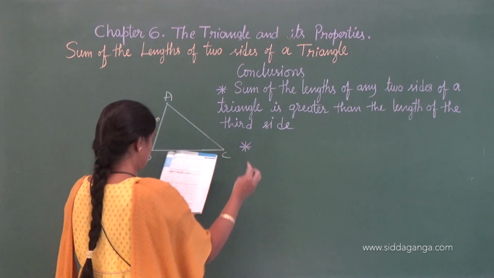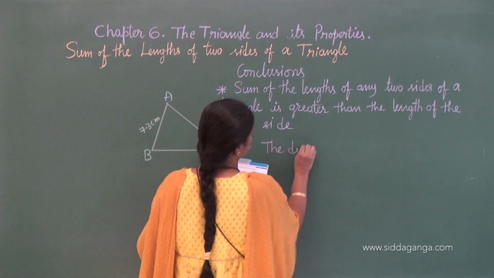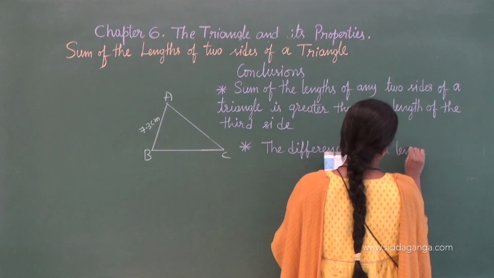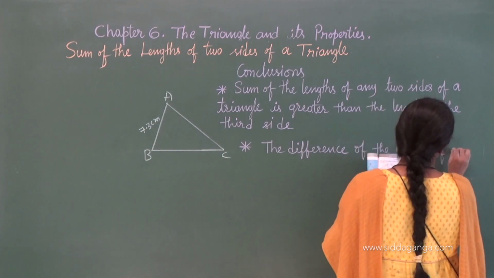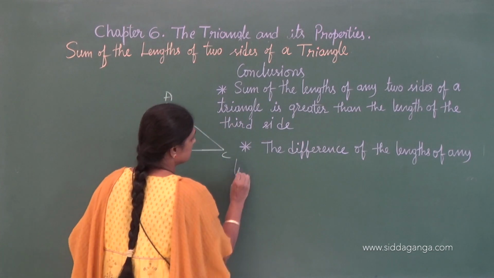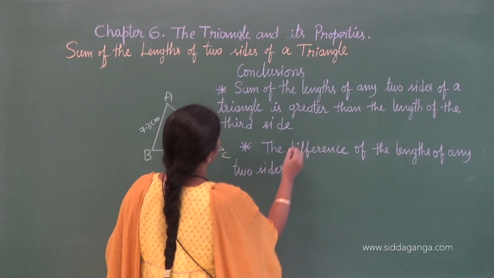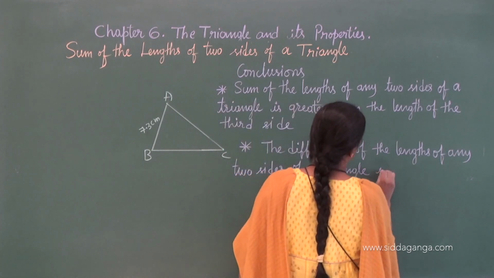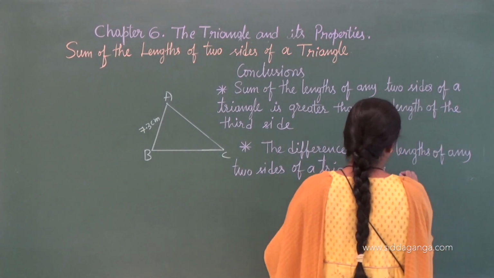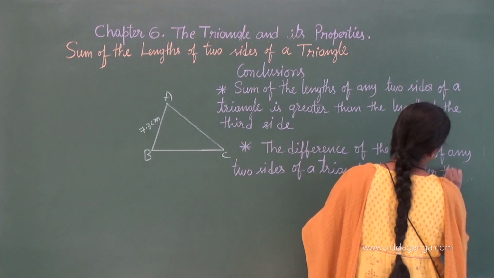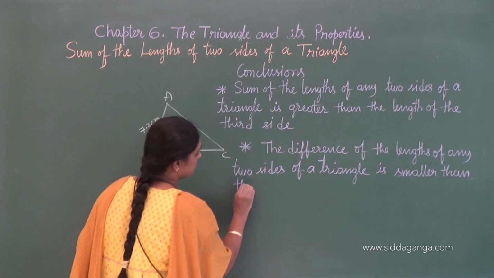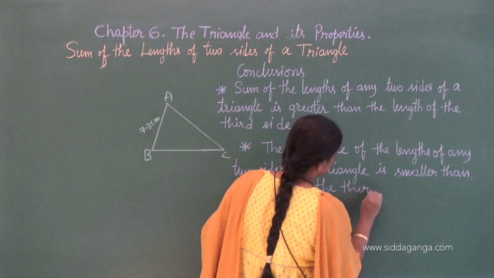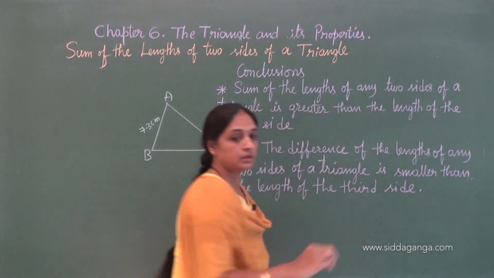and the second one we can write as: the difference of the lengths of any two sides of a triangle is less than or smaller than the length of the third side. Okay, so have this.